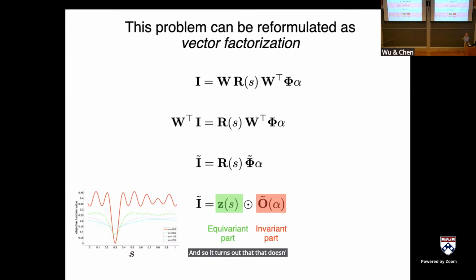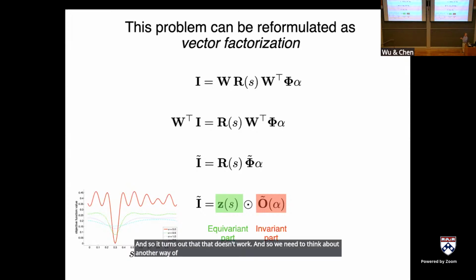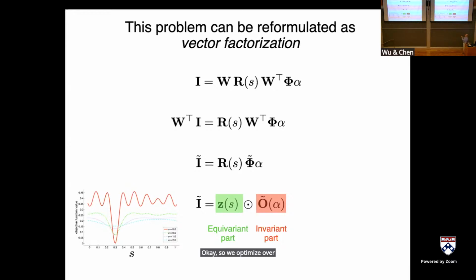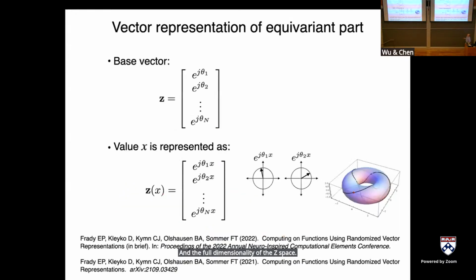And so we need to think about another way of doing this. What I'm going to propose here is that we optimize over the entire vector Z, over the full dimensionality of the Z space. And the way we do that is by building an attractor neural network that forces it to lie on a torus. The reason why it's on a torus is because I mentioned before that vector Z is a vector of complex phasors.